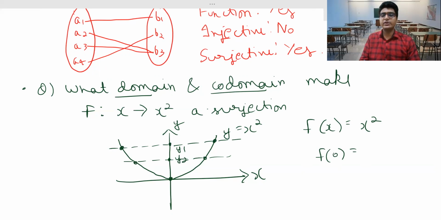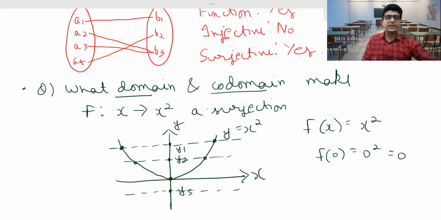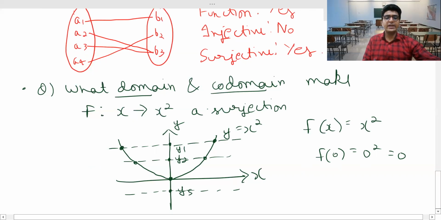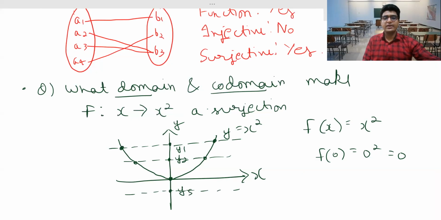Because f of 0 is equal to 0 square, which is equal to 0, that means here we have exactly one association. So far, the definition is satisfied. But if I take any point below 0, let me call it y5. Okay. So if I take a horizontal line here passing through y5, we can clearly see that there is no association because the graph of x square lies above the x-axis. Okay. So for y5 there is no association, and we should have at least one association for surjection. So this function as a whole is not surjective.